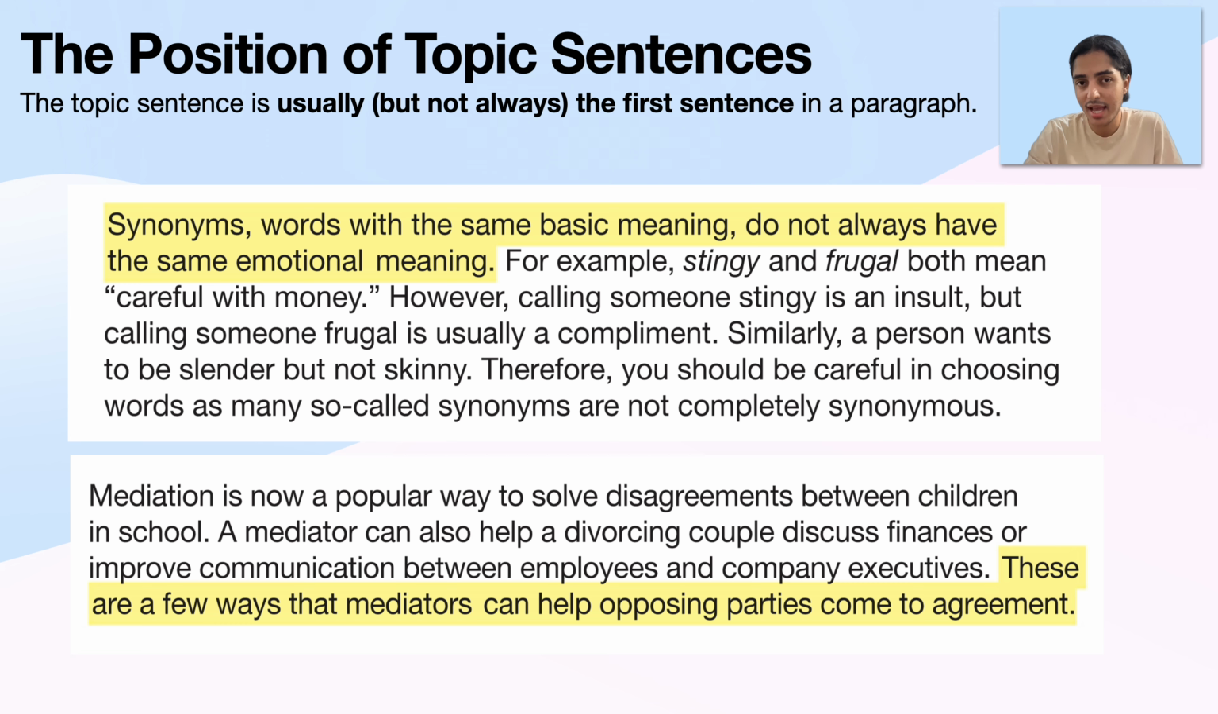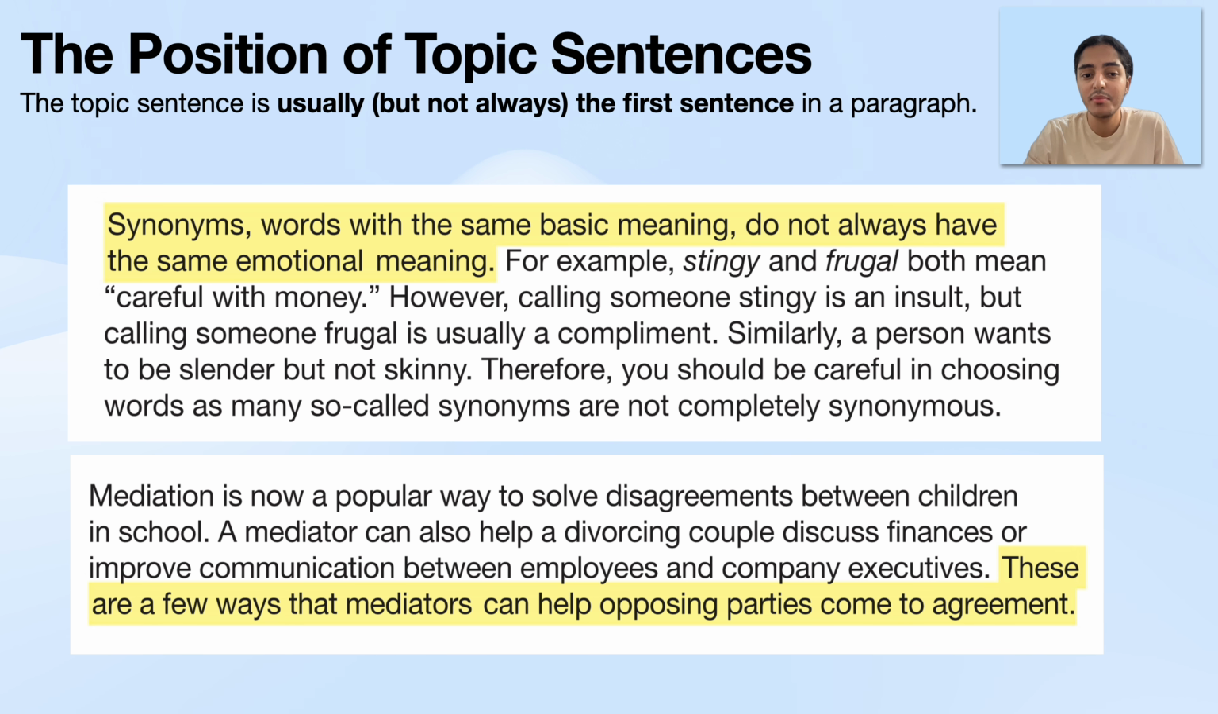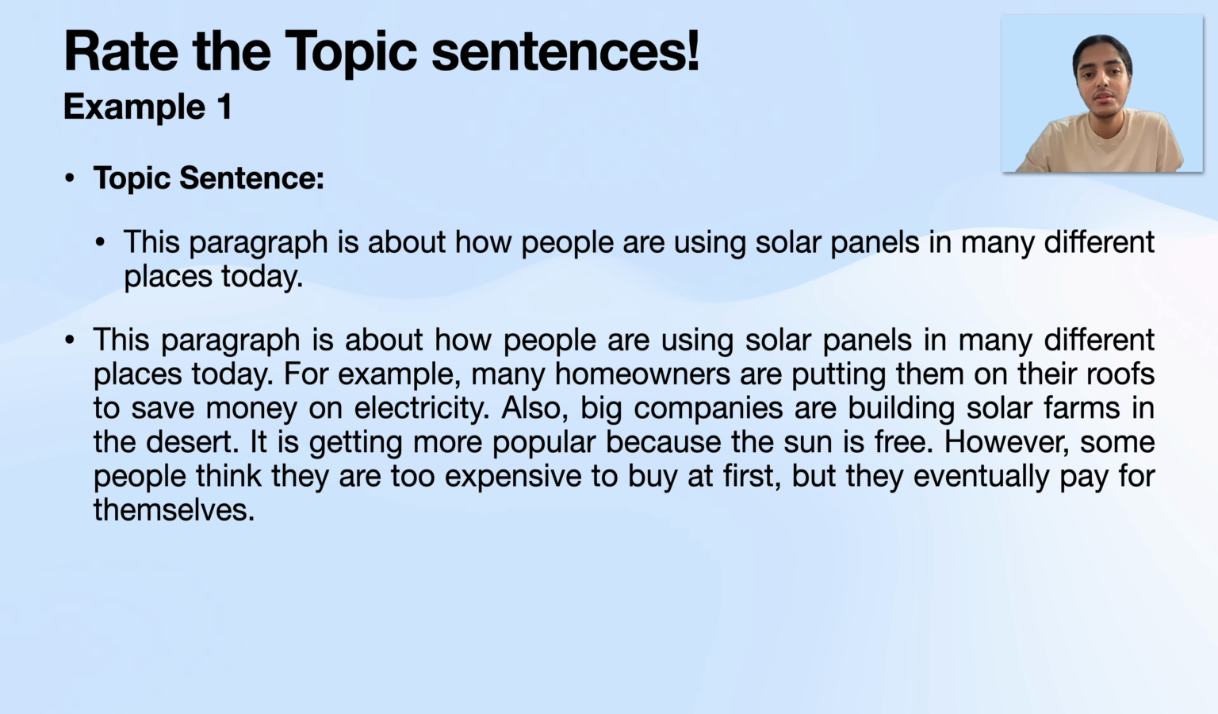Mediation is now a popular way to solve disagreements between children in school. A mediator can also help a divorcing couple discuss finances or improve communication between employees and company executives. These are a few ways that mediators can help opposing parties come to an agreement. The topic sentence is the last sentence, so rate the topic sentence. Here are our examples. Here's the topic sentence in a paragraph. What do you think about it?